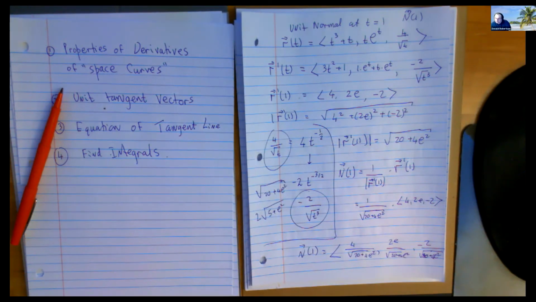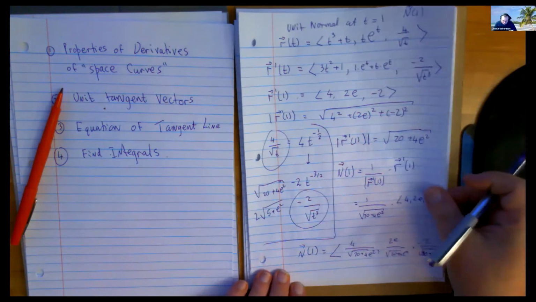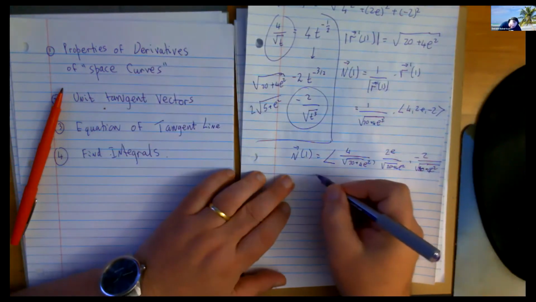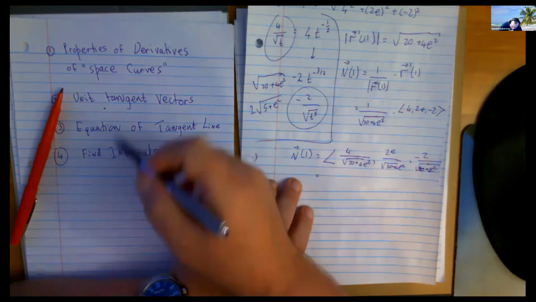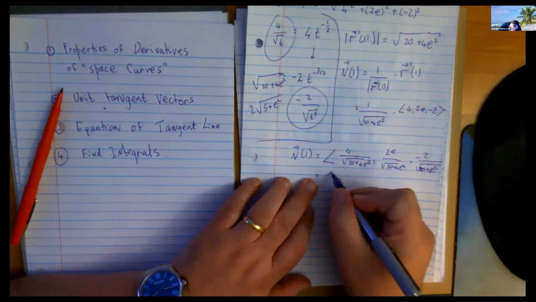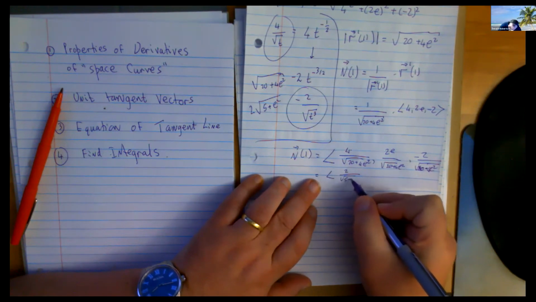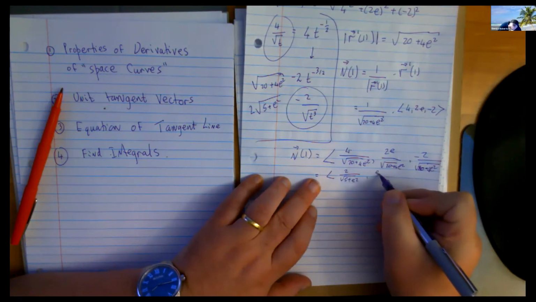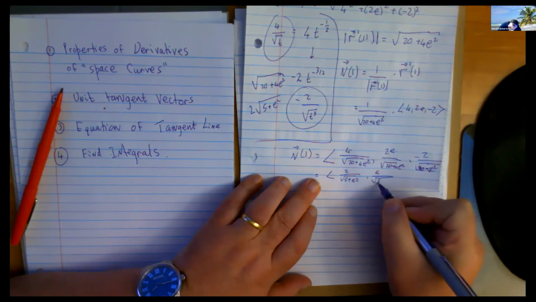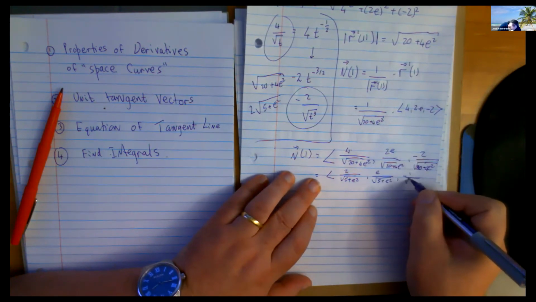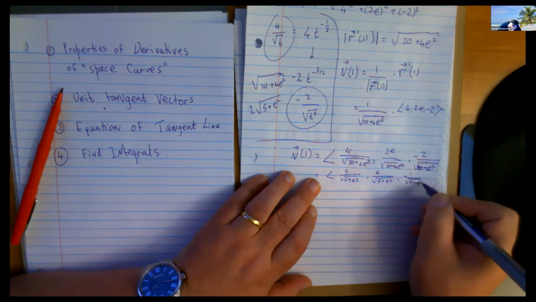Agreed? Now, what would the effect be in my answer? Well, that 4 would cancel out with this 2, and you would then get 2 over the square root of 5 plus e squared, e over the square root of 5 plus e squared, and finally negative 1 over the square root of 5 plus e squared.